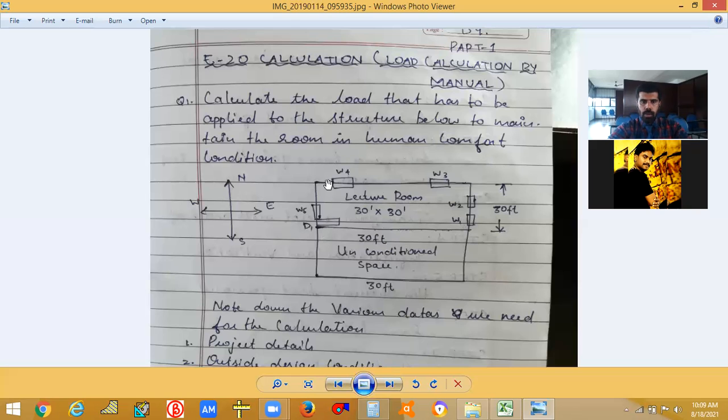You can write this down and draw this. This is V1, W5, W4, W3, W2, W1 is the window, and D1 is the door. This is the size of the lecture room. This is the unconditioned space, which is 30 feet by 30 feet. This is also 30 feet by 30 feet. This is the orientation: north, south, west, east. Once you complete this much, just give a thumbs up.